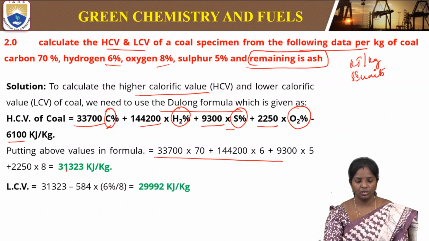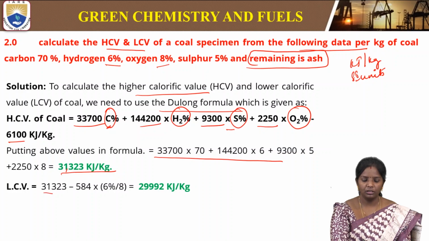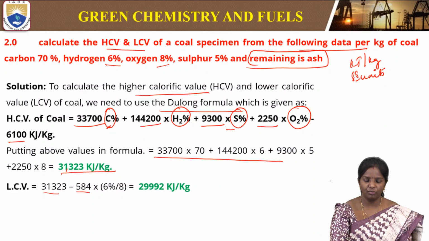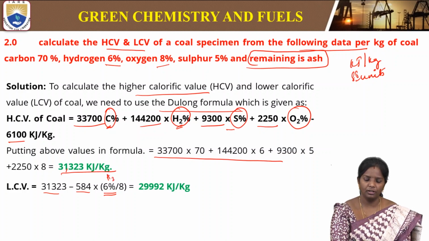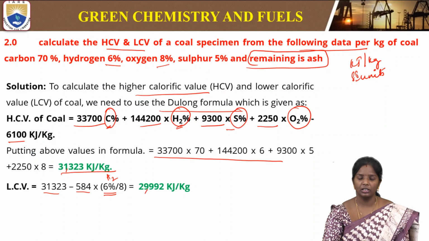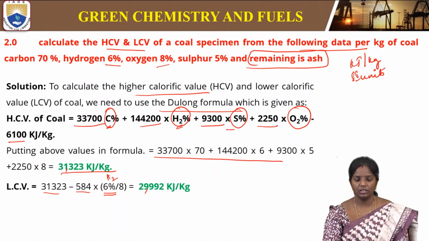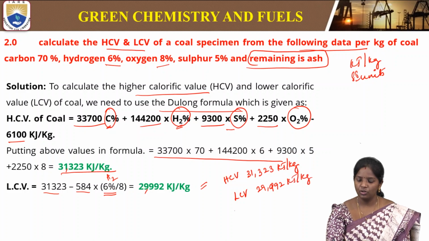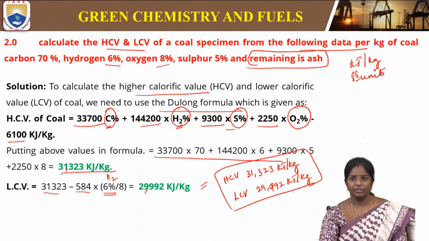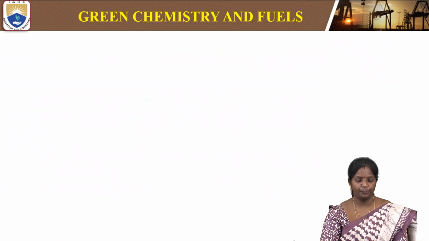Next, LCV. We use HCV, which is 31,323, minus 584 into 6% by 8. Here 6 is for the hydrogen, as we have 6% hydrogen. So hydrogen by 8 gives 29,992 kilojoules per kg. So these are the HCV and LCV values: HCV is 31,323 kilojoules per kg and LCV is 29,992 kilojoules per kg. Always remember that the LCV value is lower than the HCV value.